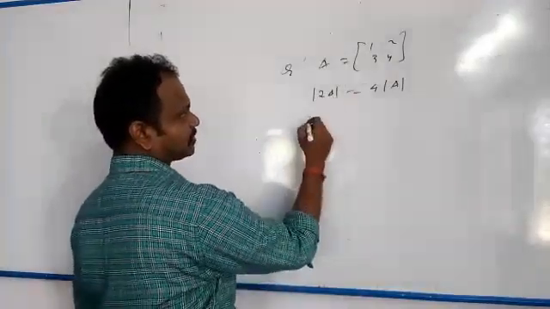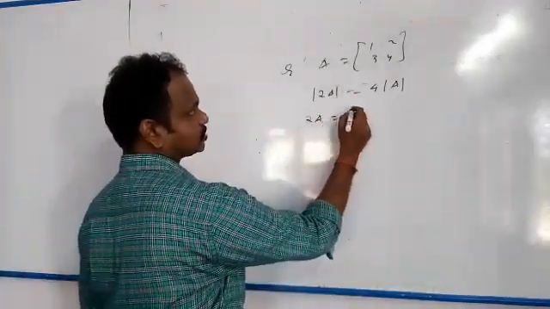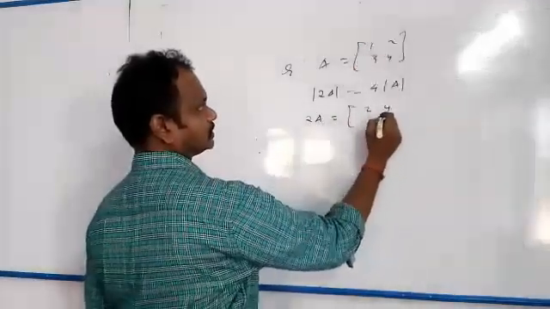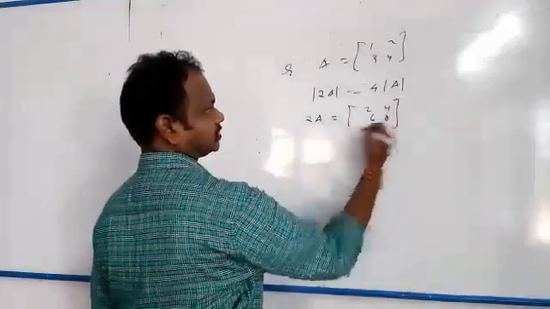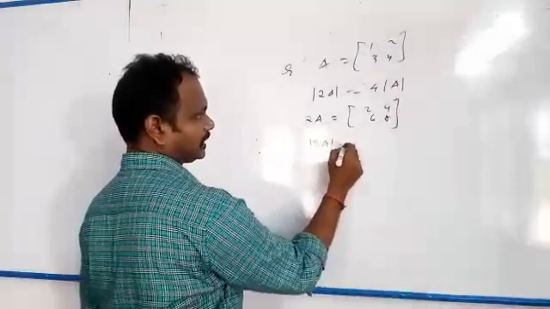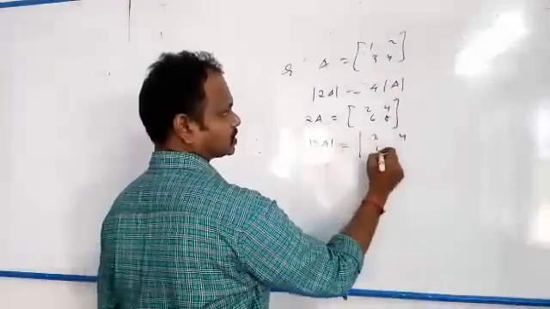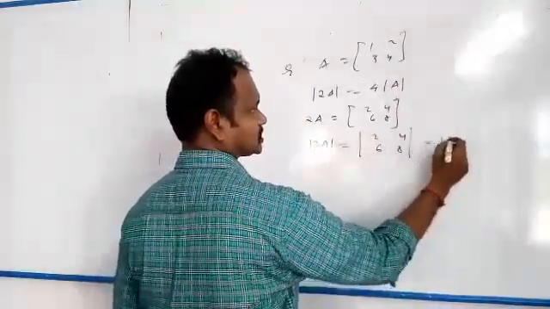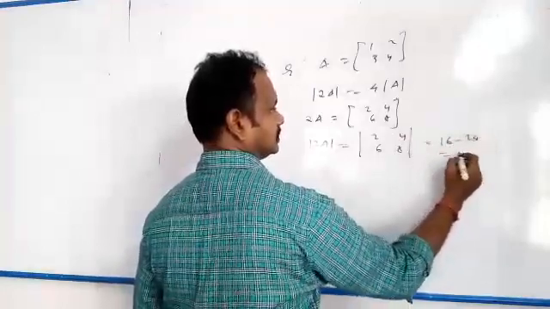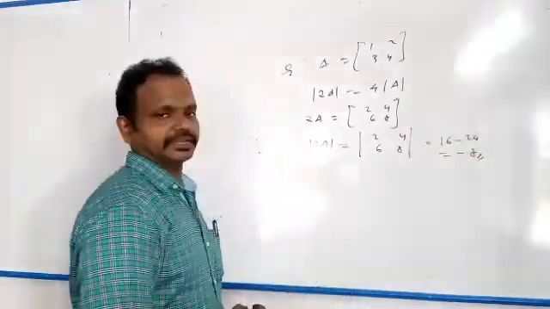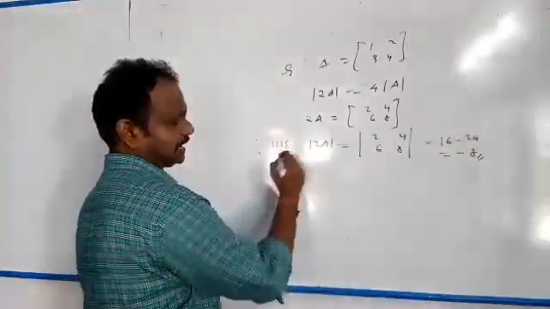So first of all I will find what is 2A. 2A is equal to 2 4 6 8. This is 2A. And what is the determinant of 2A? Determinant of 2 4 6 8 is equal to 16 minus 24, that is equal to minus 8. So this is the value of LHS.